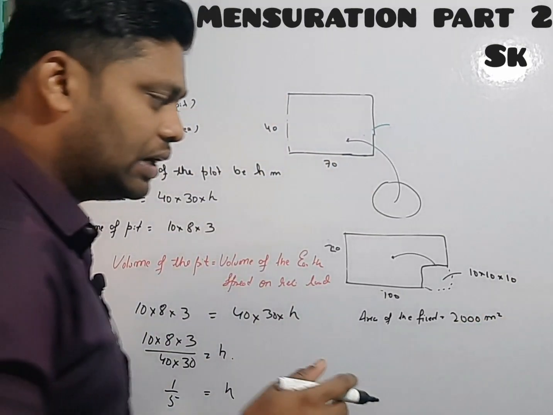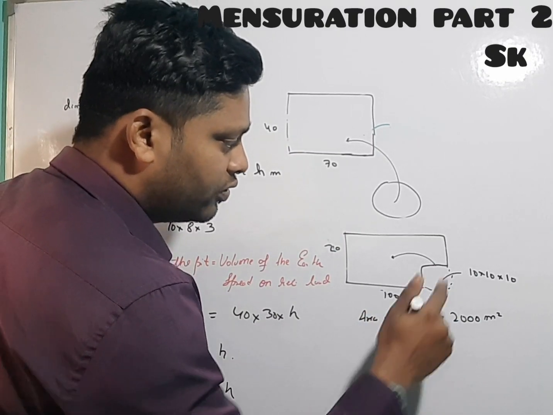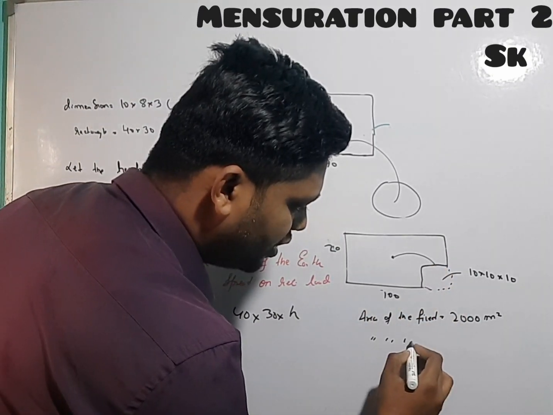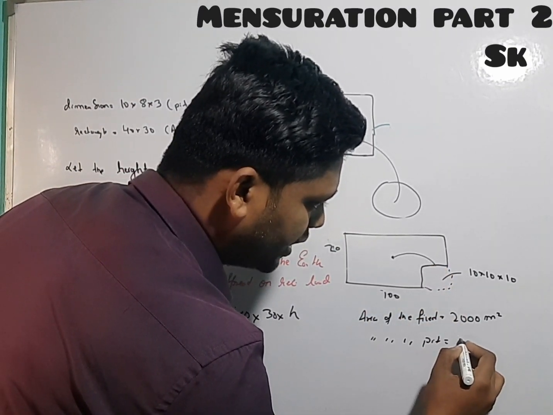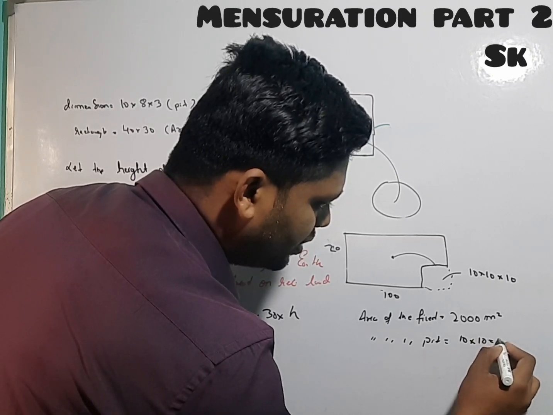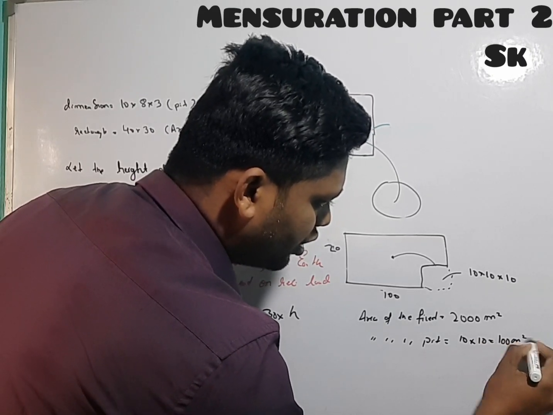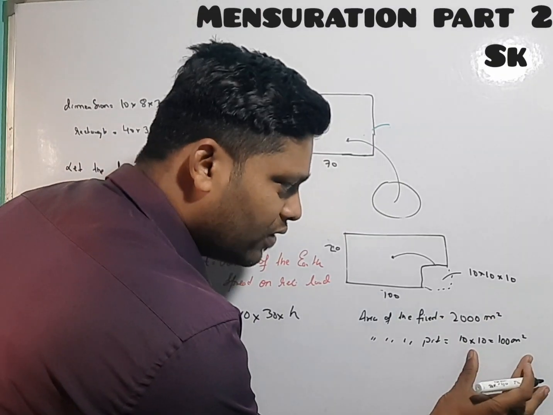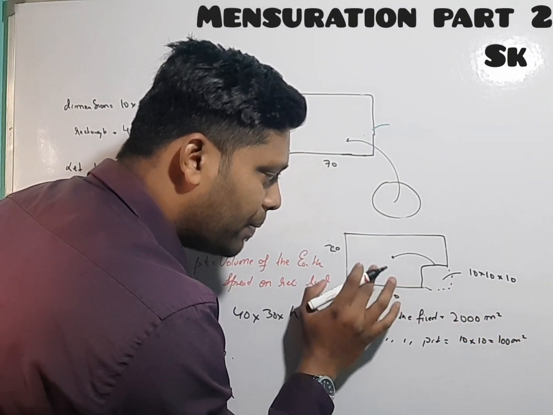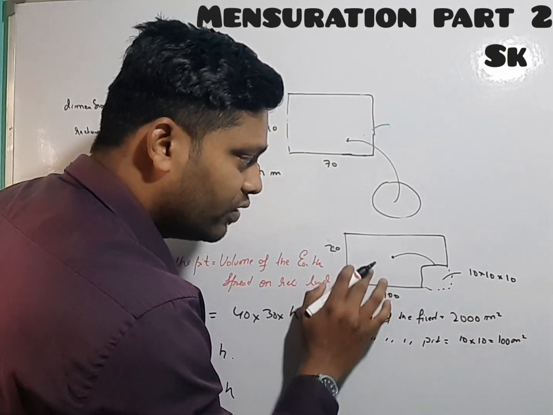Okay, now I have to take out the area. You have to take out the area of the pit to be made, not the volume. Length into breadth, 10 into 10, so it will be 100 meters square. Now I have to remove this from the total so that I get only the part being left without the pit.